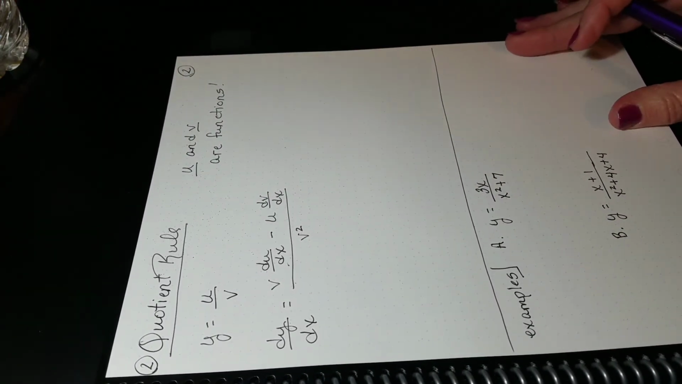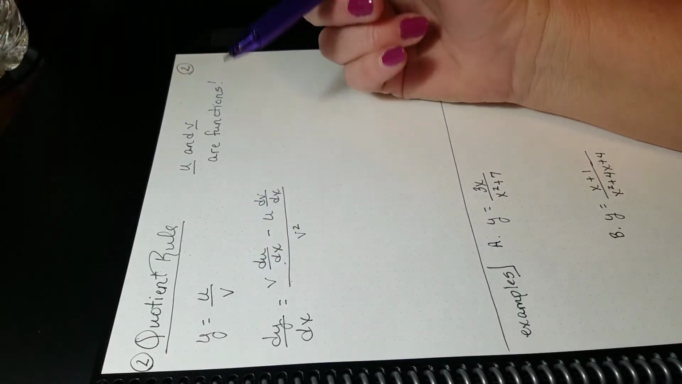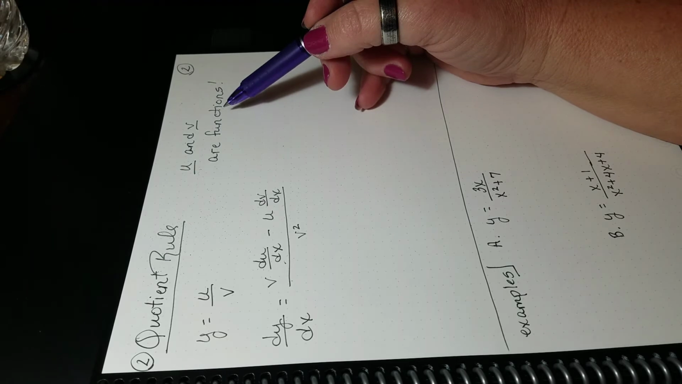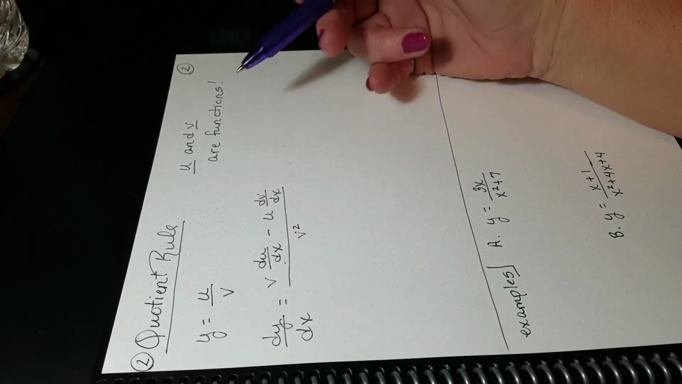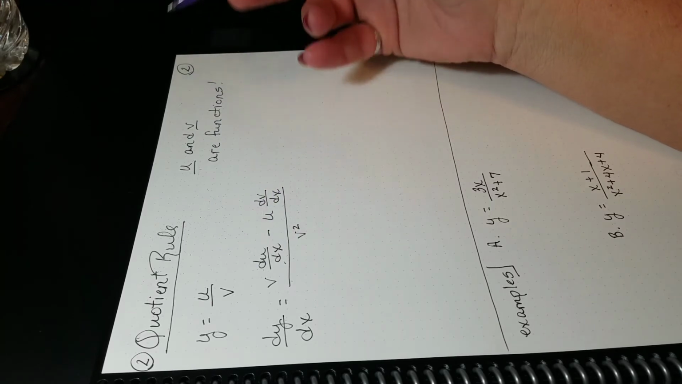So now I have a quotient rule, so we know that we've got division. I have a polynomial u divided by a polynomial v, and u and v are both functions, so it's like a rational function, and I'm going to take the derivative. You cannot take the derivative of the top, derivative of the bottom, and leave it. That's not how it works.